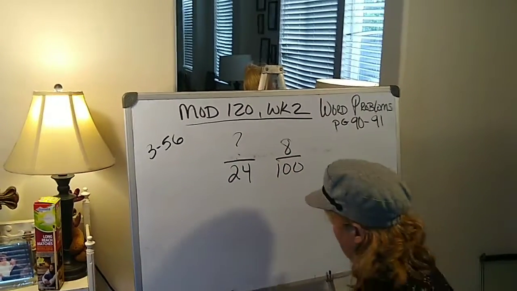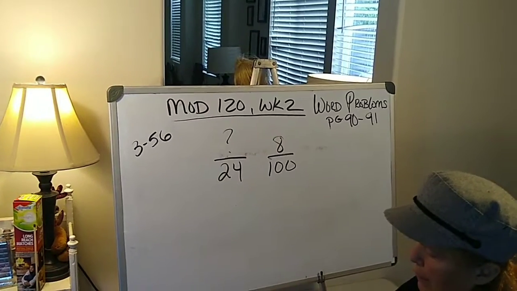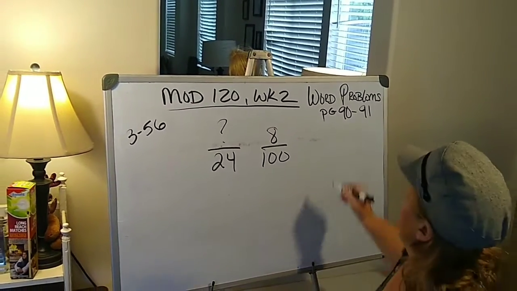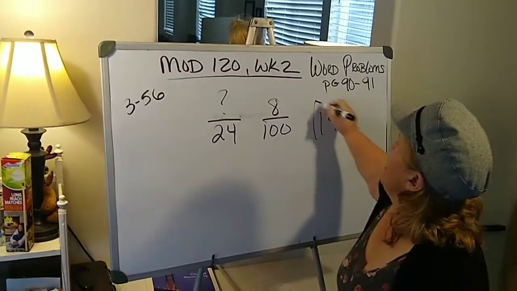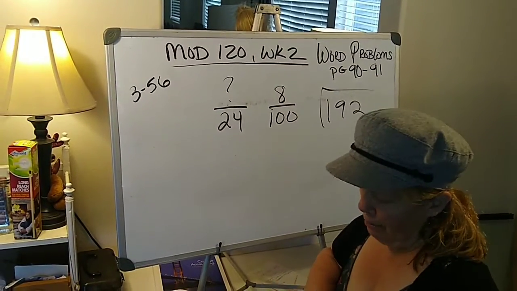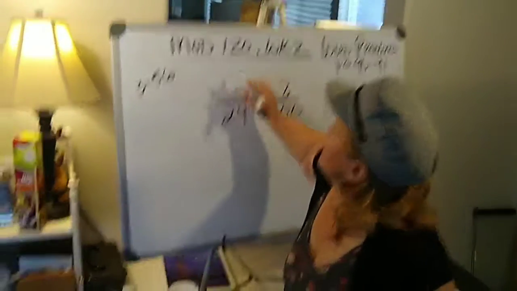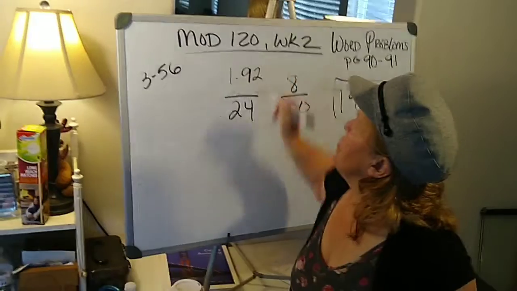So again, cross multiply, 24 times 8 equals 192, and then we divide by what is remaining. Divide by 100. And so it's 1.92.